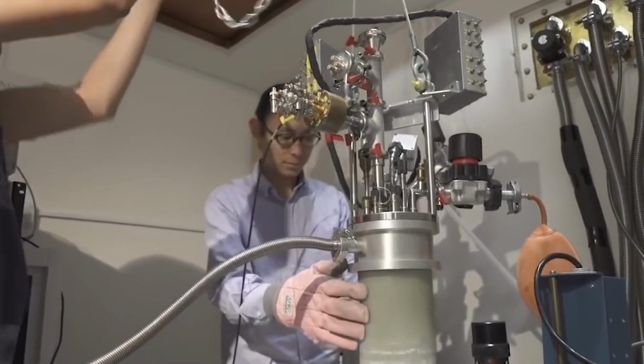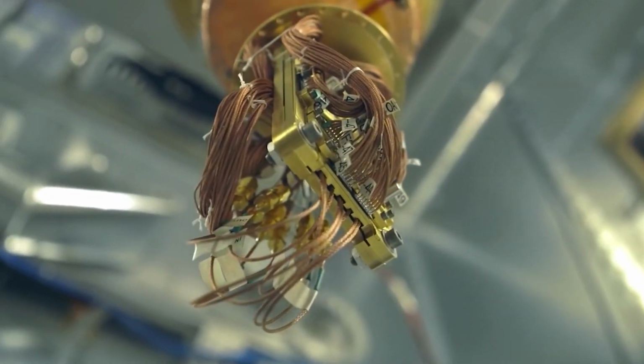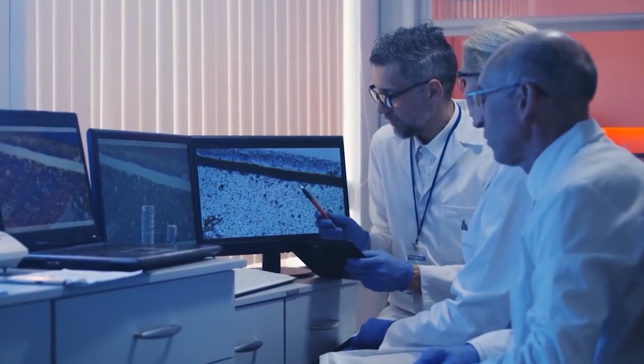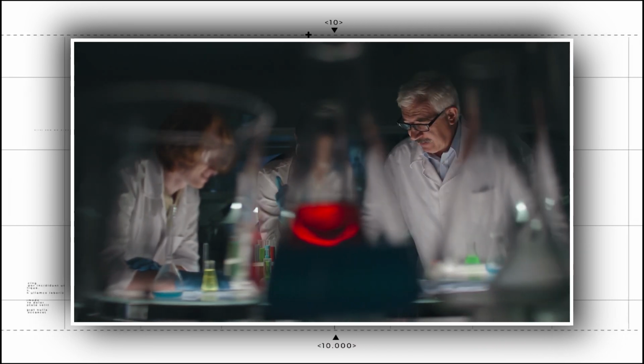Let's take a look at some of the potential applications for quantum computing. With its extraordinary processing power, quantum computers could be used to create powerful artificial intelligence, develop new medical treatments and drugs, and even break current encryption methods.